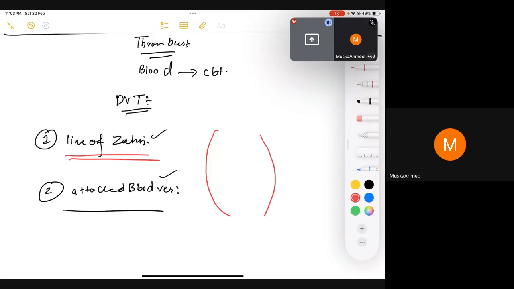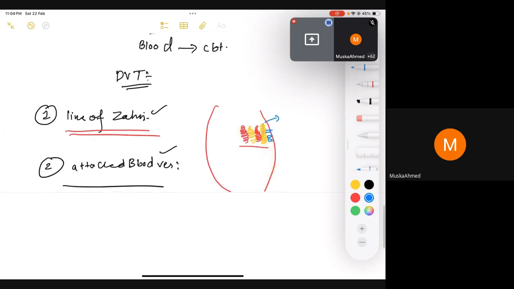So we have alternate layers of certain things. What things? Platelets, right? Let me draw platelets in yellow. On the platelets, you can have fibrin, and upon that, you are going to have red blood cells. Platelets and red blood cells together are called Zahn lines, right? And the second characteristic feature is that they should be attached to the blood vessel. Then you are going to declare it a deep vein thrombus.